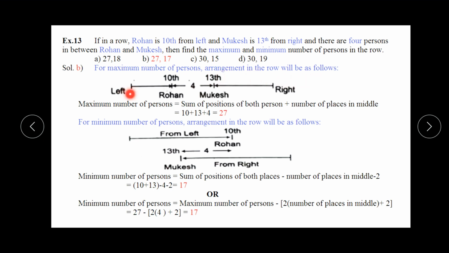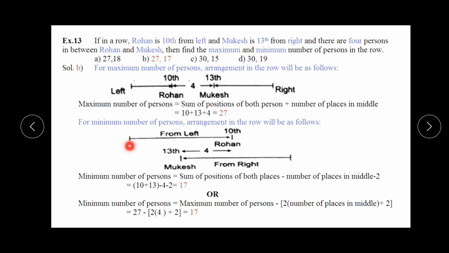It means if we are adding the position from the left side, that is 10th, again add the position from the right side, that is 13, and the middle number of persons, that are 4. It means 10 plus 4 plus 13, these are the maximum number of persons in any row. It means 10 plus 13 plus 4 is equal to 27. Now the statement is the same, and now we will find out the minimum number of persons.